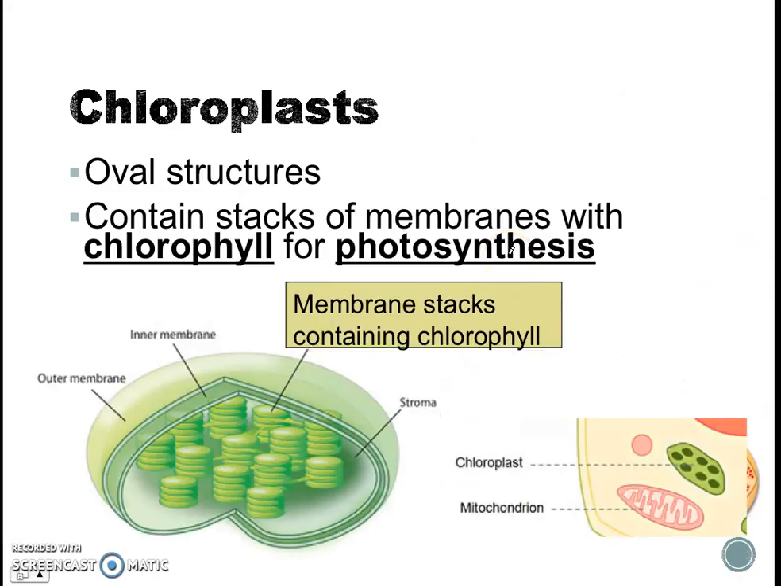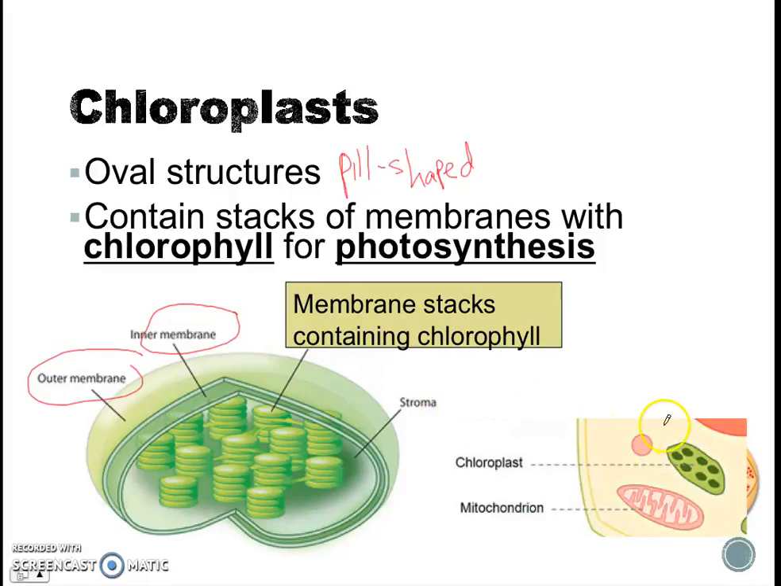And finally, we're going to be talking about the chloroplast. Now, chloroplasts are only found in plants. They are oval-shaped or pill-shaped structures. And the most important function of chloroplasts is that they contain chlorophyll for photosynthesis. And if you look into a chloroplast, you'll see that it also has an outer membrane and an inner membrane. Okay, a bit like the mitochondria. But right inside, there are also these membrane stacks. And these membrane stacks are what contain your chlorophyll, which carries out photosynthesis.